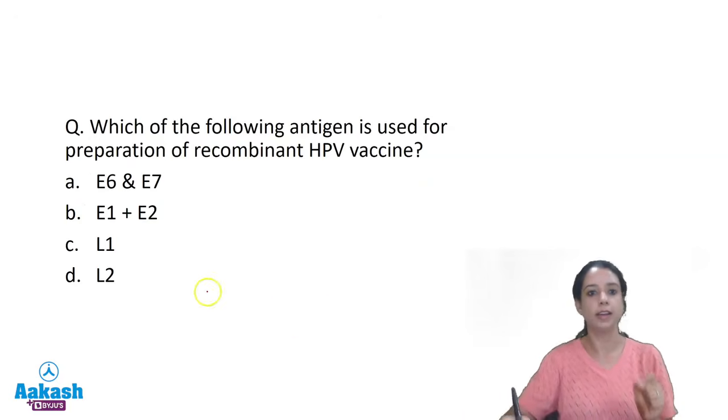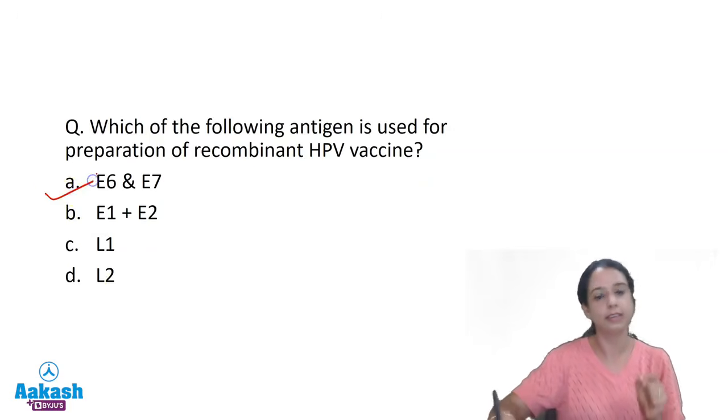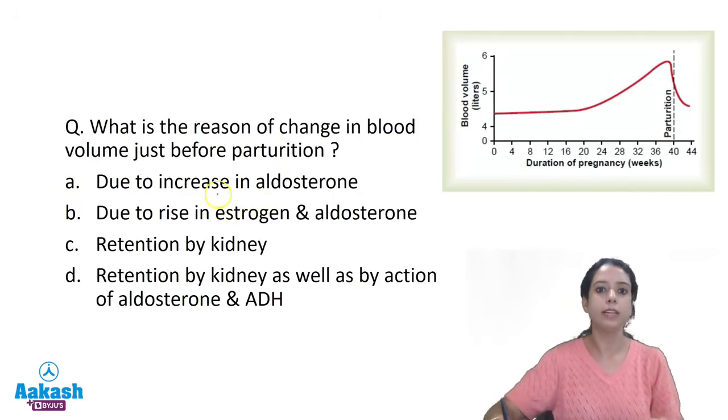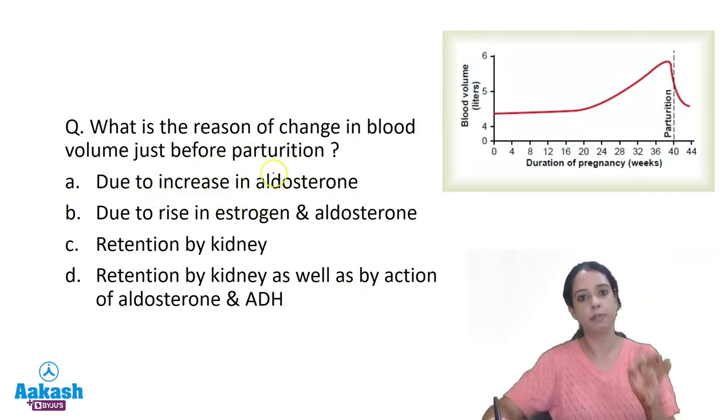Which of the following antigen? Again a very repeat question. E6, E7. We know that. I think the 3rd time it has been asked. Now, what is the reason of change in blood volume just before parturition?